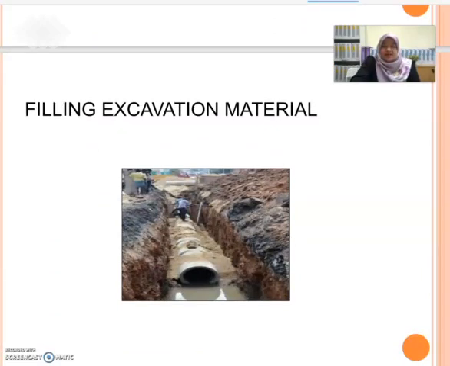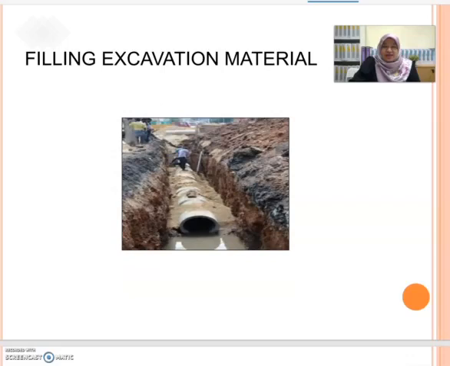Okay, for filling excavation material, normally they are using sand or excavated material, or sometimes in certain situations where they're going to have a very heavy load up here, they are going to use concrete as the coverage, what we call as a covering for the pipes, as the sewerage pipes.